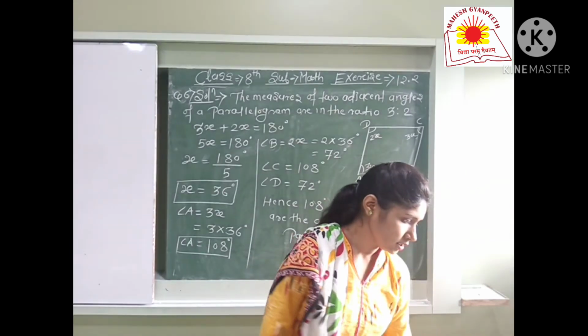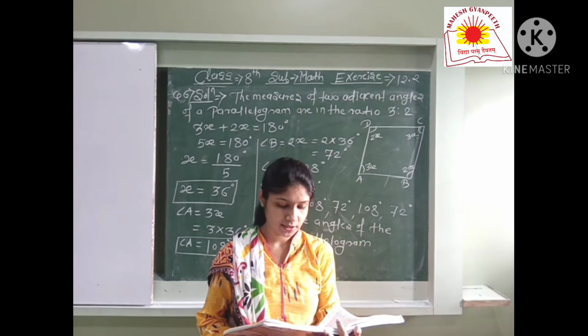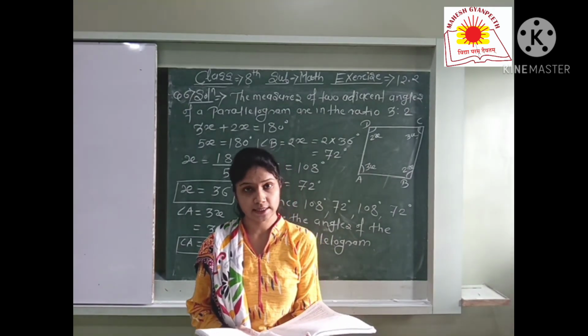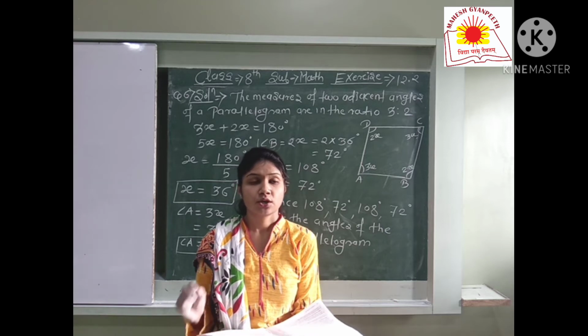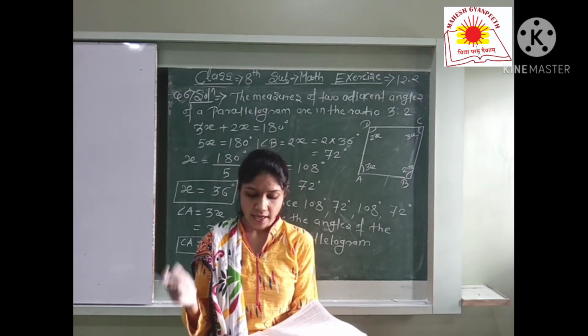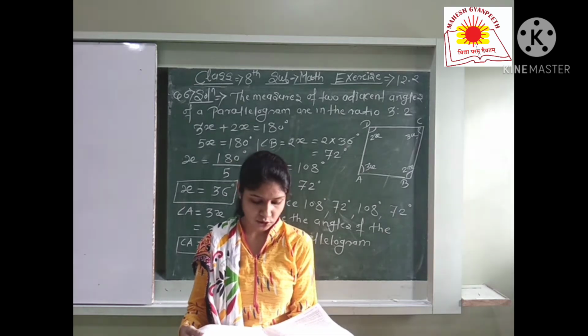Now student, question number 7. Next question: two adjacent angles of a parallelogram are of equal measure. Equal measure means we take any measurement, x or y. Find the measures of each of the angles of the parallelogram. I will explain this question.